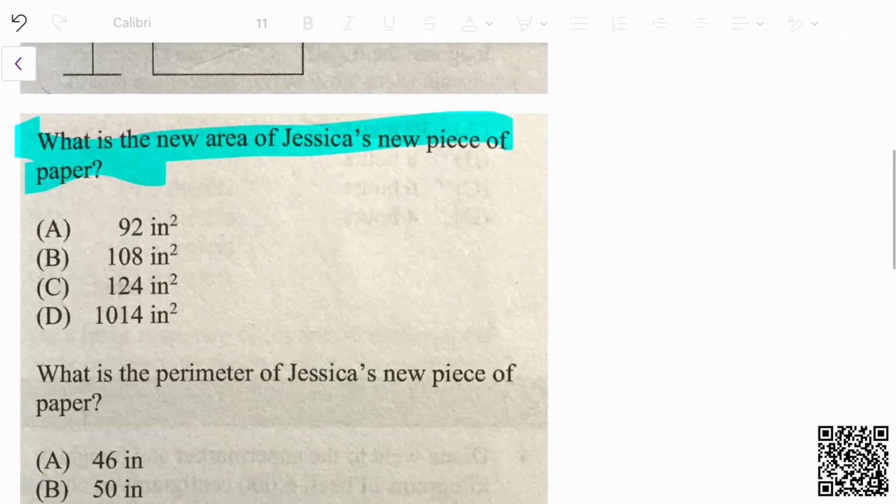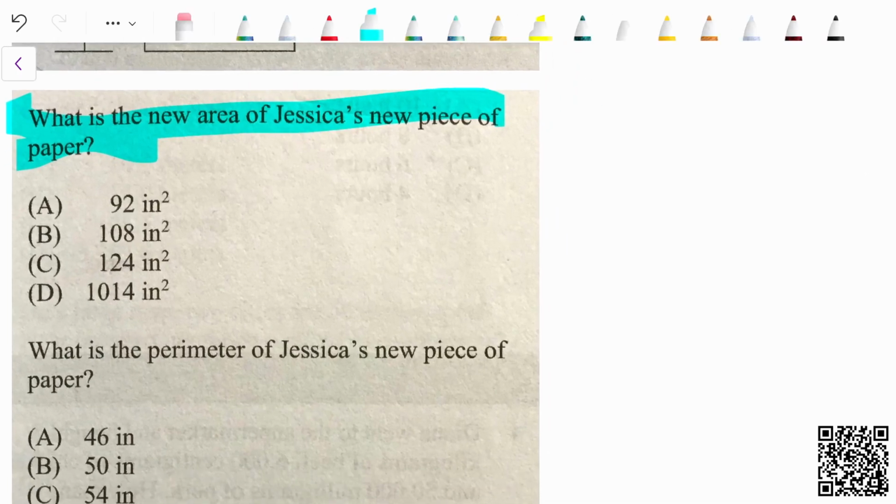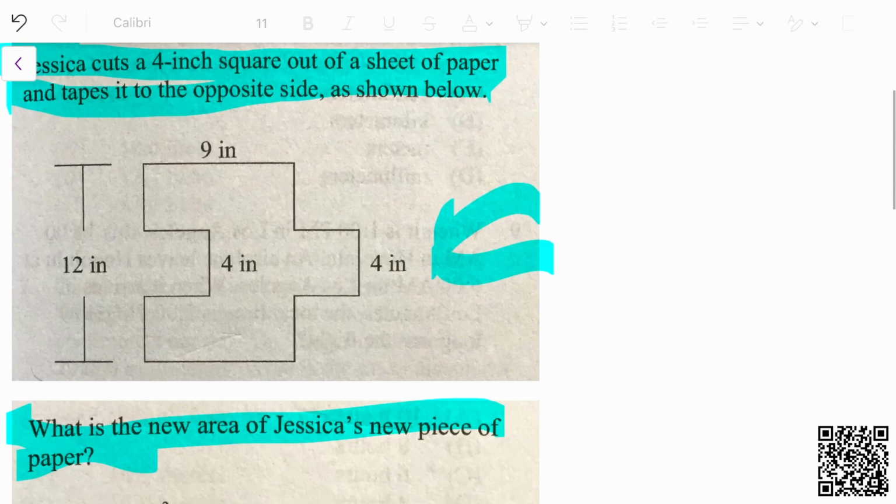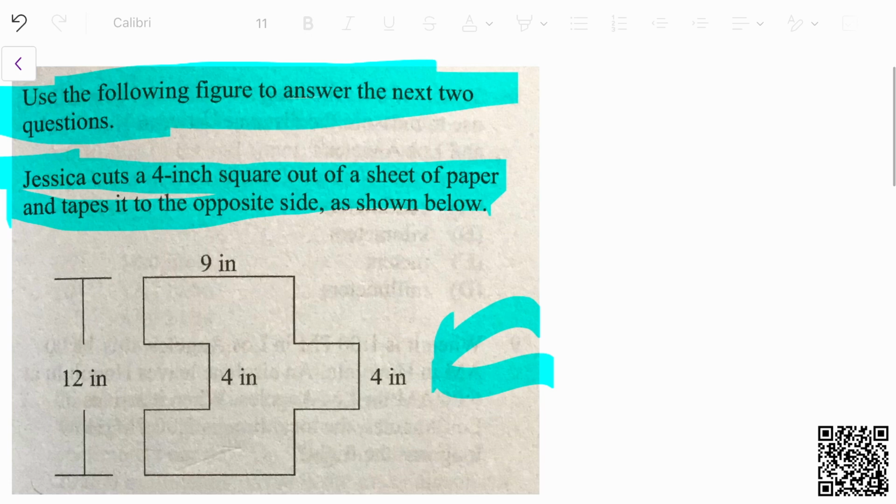And after that, we also have the question, what is the perimeter of Jessica's new piece of paper? So we're going for the area first because it's the first question. So how do we solve the area of this? This one is super simple.